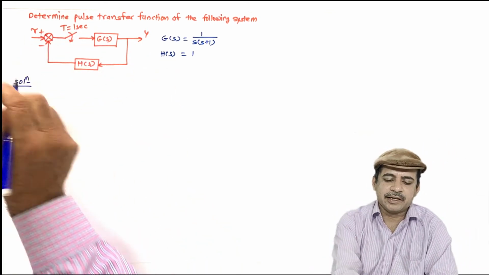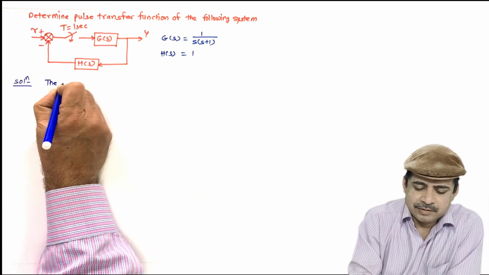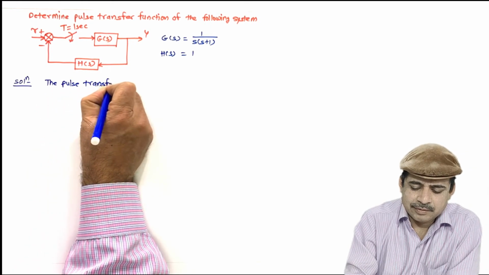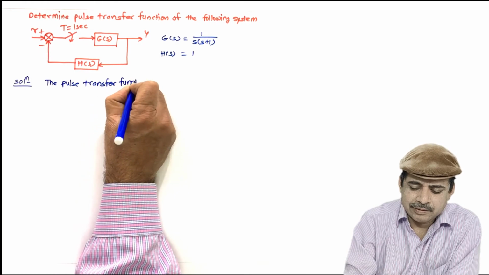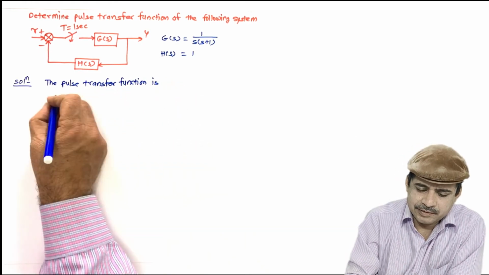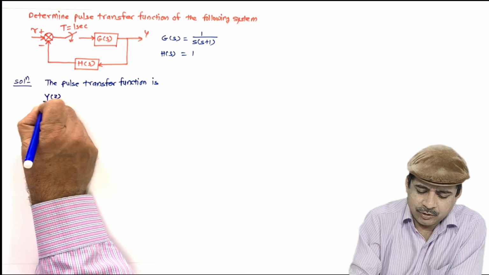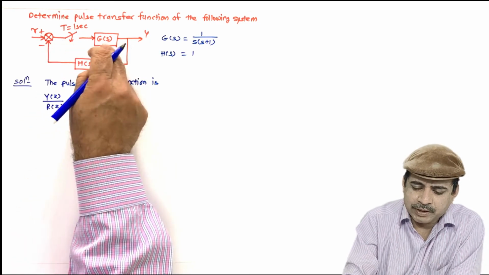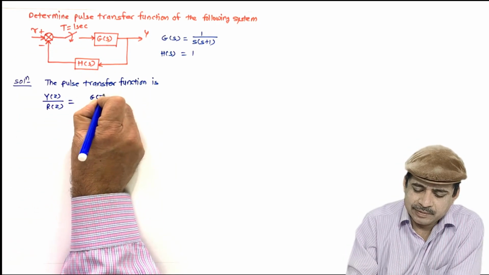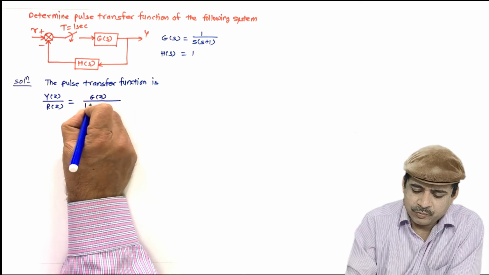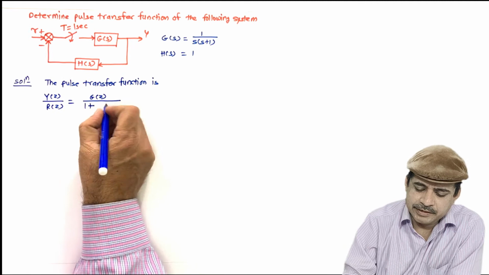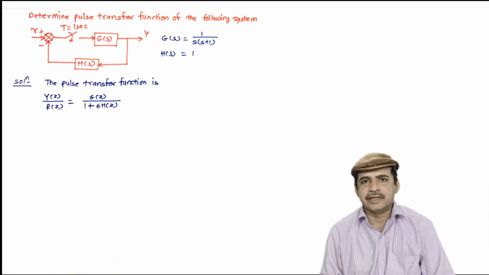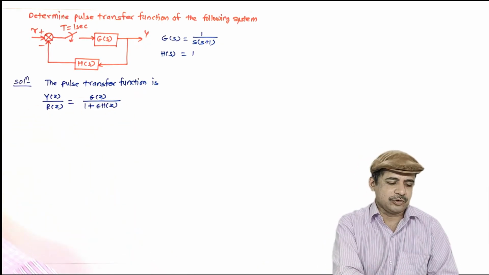Now from this block diagram, what do I get? The pulse transfer function is y of z by r of z equal to, forward path has g of s, so it will be g of z divided by 1 plus GHZ. So what we have to find? We have to find out G of Z, we have to find out GHZ, and then do the calculation.